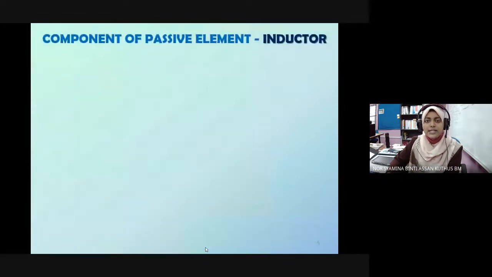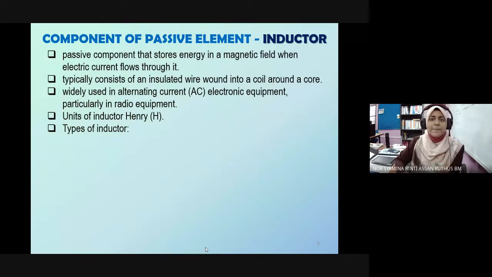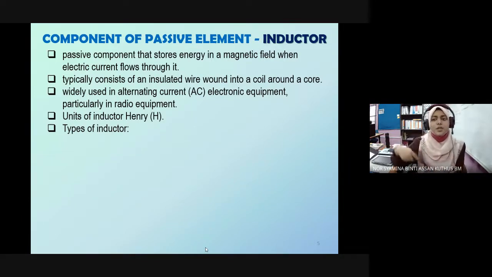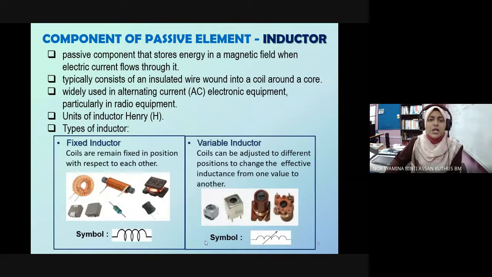Alright, inductor. What is inductor? So inductor as a passive element akan store energy in a magnetic field when electric current flows through it. Tadi capacitor akan store electric charge. Inductor pula akan store energy in magnetic field and typically dia akan ada macam coil around a core tu lah dia punya inductor. So it's widely used in AC electronic equipment. Dia punya unit adalah Henry.